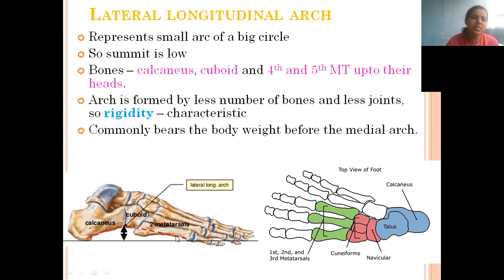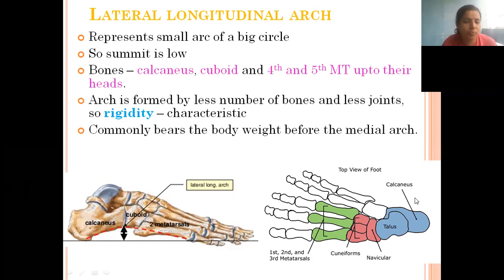So this arch is formed by a smaller number of bones. Comparatively, it is not as flexible as you have seen with the medial arch. So fewer joints, but their resiliency is more. The medial side was giving us more movement, whereas the lateral arch is giving us more stability, more rigidity in character. So it commonly bears our body weight before the medial arch. Is it clear? So that is the medial arch and lateral arch.